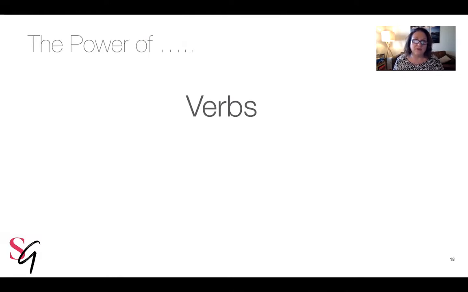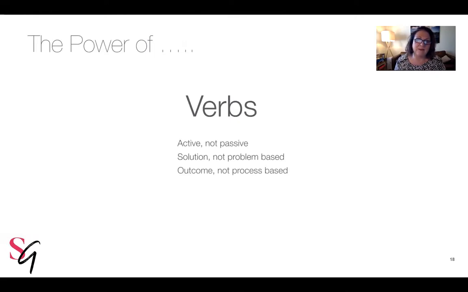So when you're writing your position, what is that verb? You need it to be active, not passive. Otherwise you can be passive, not active. You want it to be solution, not problem-based. So instead of solving these problems, it's about finding these solutions, if that's what you're about. It needs to be outcome, not process-based, because that's what you do, is the process. Outcome is what you're offering. It needs to be inspiring.